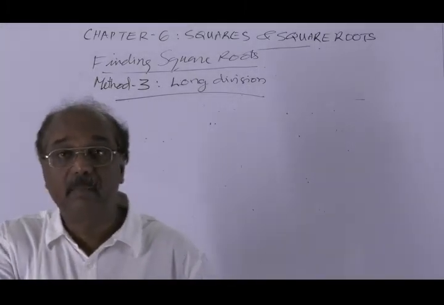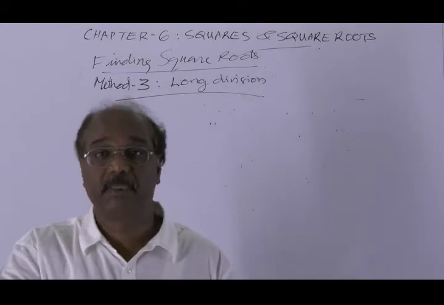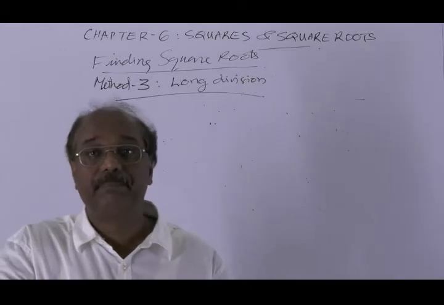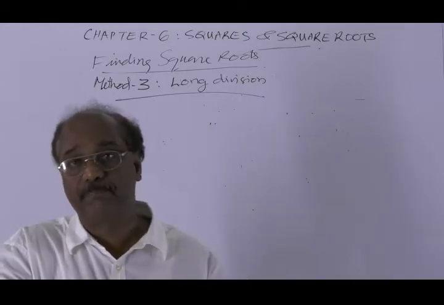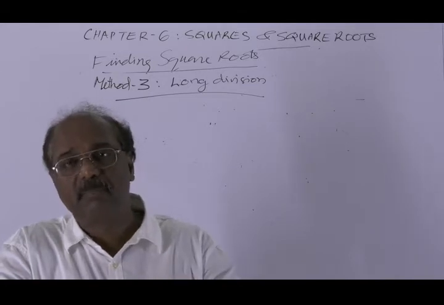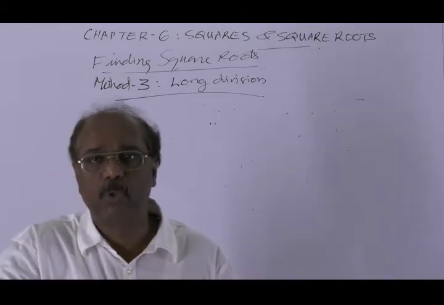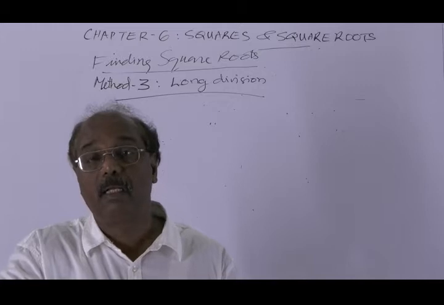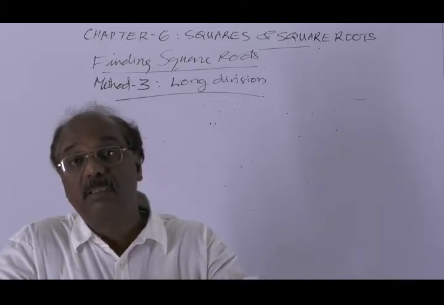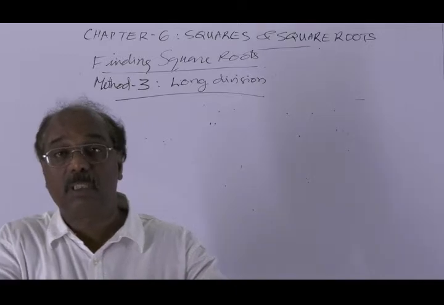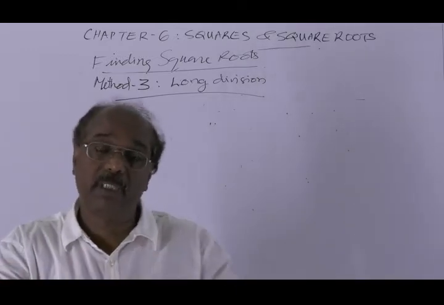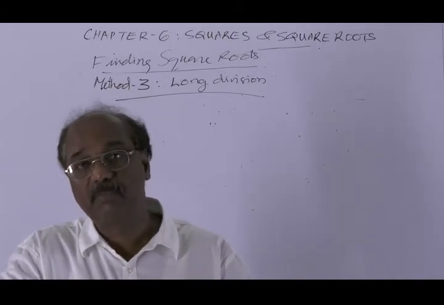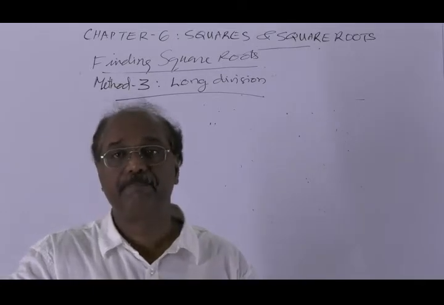Now we discuss the third method, the long division method. There is a particular type of division which will give the square root. This division will sometimes be a lengthy process depending upon the magnitude of the given number, so it's known as long division. Also remember, this long division is applicable for decimal numbers also. To find the square root of a decimal number, we apply this long division.